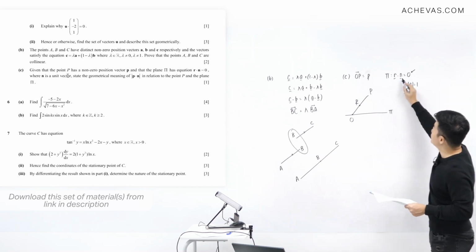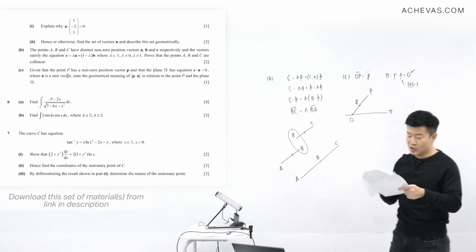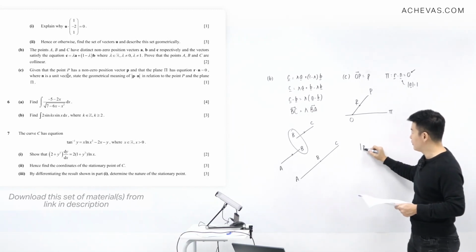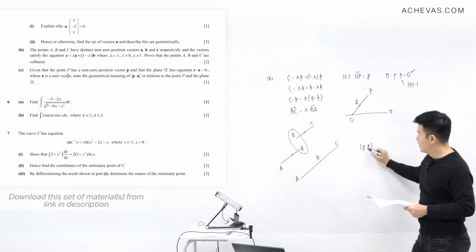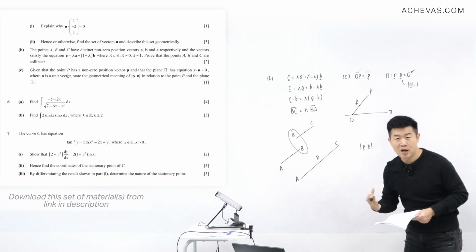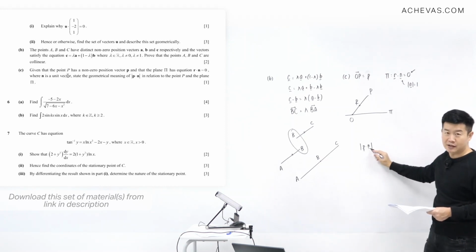And since the question says that n here is a unit vector, and we are supposed to find out what is the modulus of P dot n. And since n here is a unit vector, modulus of P dot n is the length of projection of P onto n. That's what we have learned using the length of projection formula.